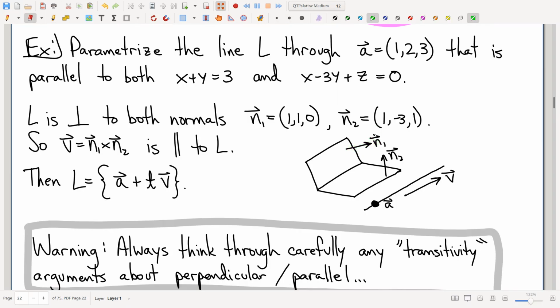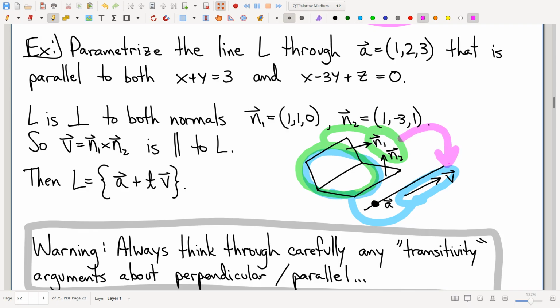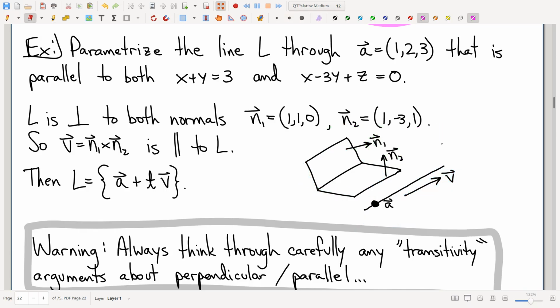Let's see how to do it. These normal vectors are perpendicular to these planes. These planes are parallel to that vector. Combine them together, and it allows us to conclude that these normal vectors have to be perpendicular to that v vector. So again, kind of a transitivity that was implicit in that argument. Okay, so here's the point.